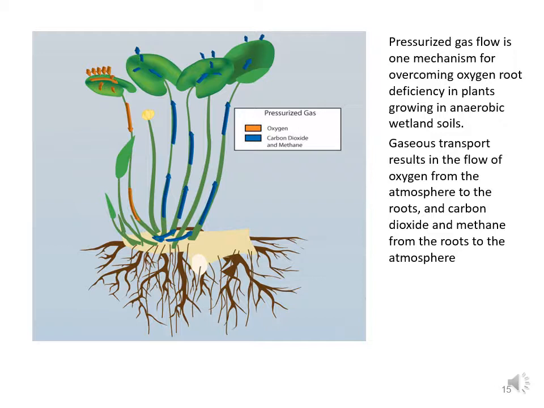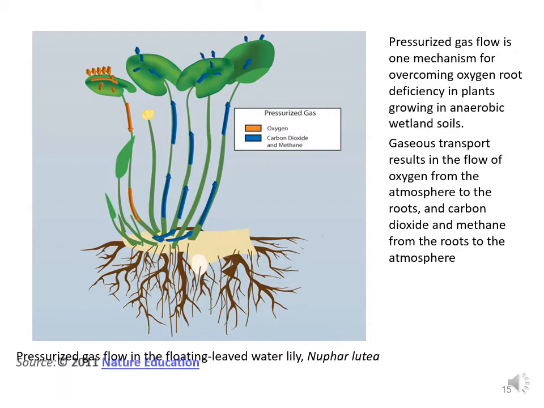From this figure, this lily, a floating leaf, is showing that the brown color with the arrows pointing down is oxygen entering the plants, and then it leaves as carbon dioxide and methane gas. You can find this from Nature Education.